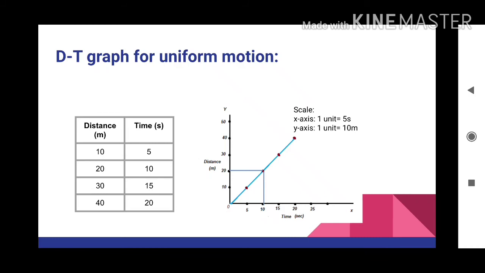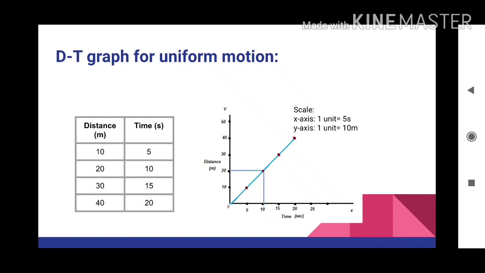Here you can see that the line is uniformly increasing. It is a straight line. So the distance time graph of an object exhibiting uniform motion is always a straight line. Whenever you say distance time graph or position time graph for an object which is showing uniform motion, it will always be a straight line.